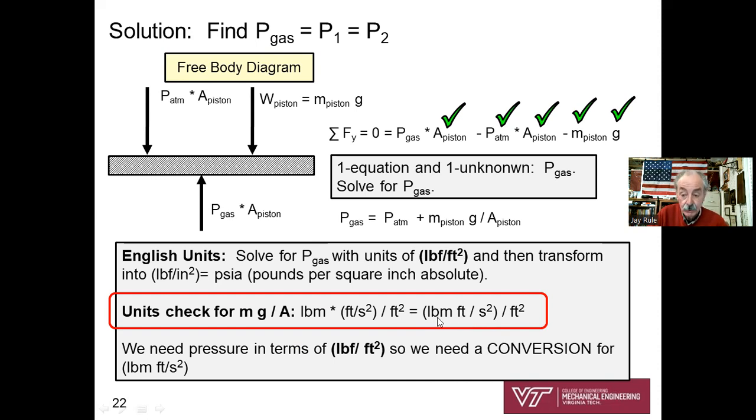That is a different unit. Very important: lbm is a different unit than lbf, pounds force. We've got to get a conversion to convert. If I do the simplification of this glob of units, it is pounds mass feet per second squared. Pounds mass feet per second squared. That is not what we need.